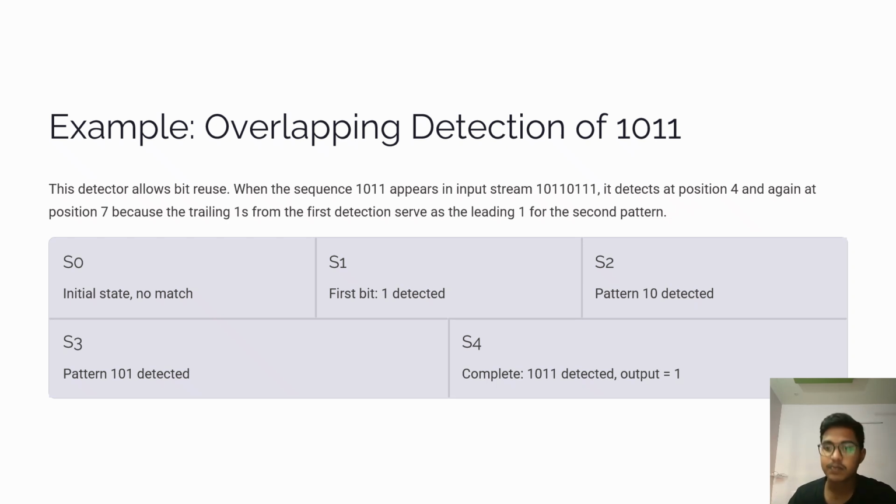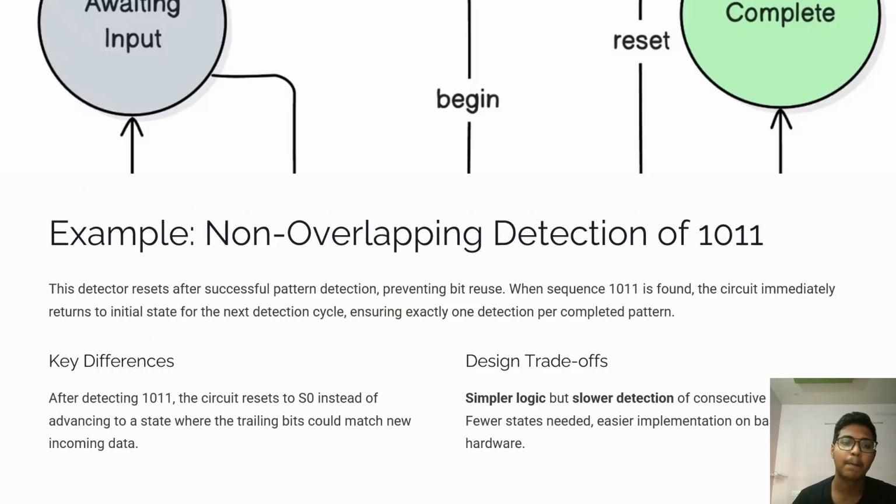And the next example is for non-overlapping. Take the example sequence 1011 again. In the non-overlapping case, the same sequence is detected, but once the output is equal to 1, the circuit resets to the initial state. So this prevents using any part of the previous sequence in the next detection. There are design trade-offs and key differences here.